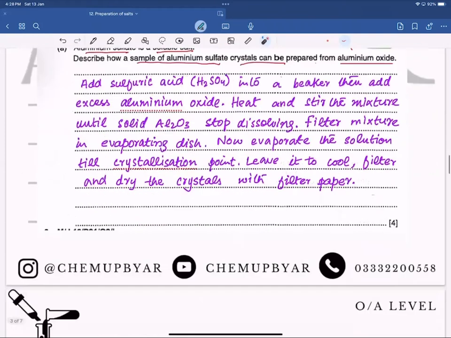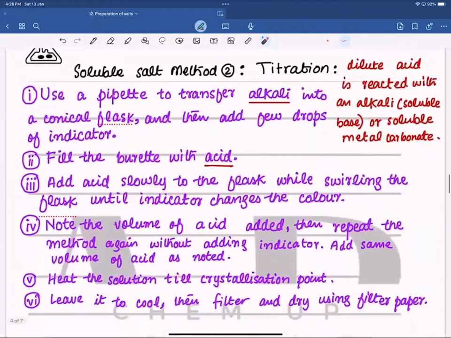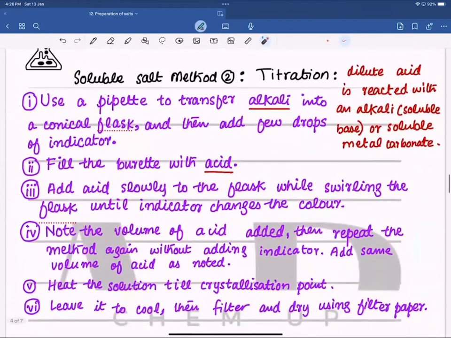Okay. Now, next is the titration method. In the titration method, we react a dilute acid and an alkali when the oxides and hydroxides are water soluble. So we will go for this method, and it is for potassium, sodium, and calcium. In this method, we will first use our pipette to transfer the alkali into the conical flask.